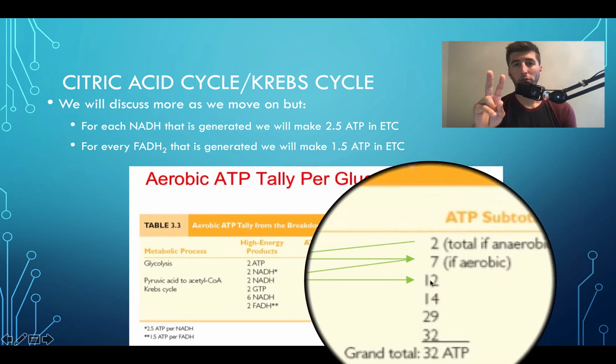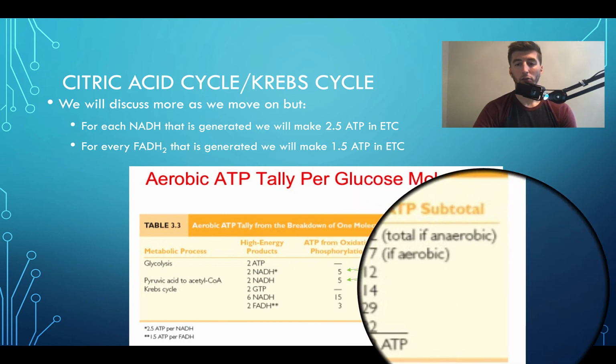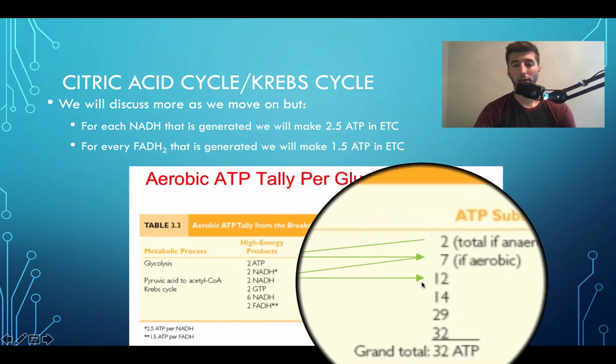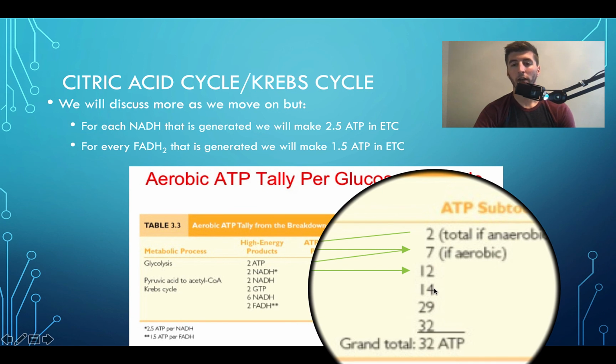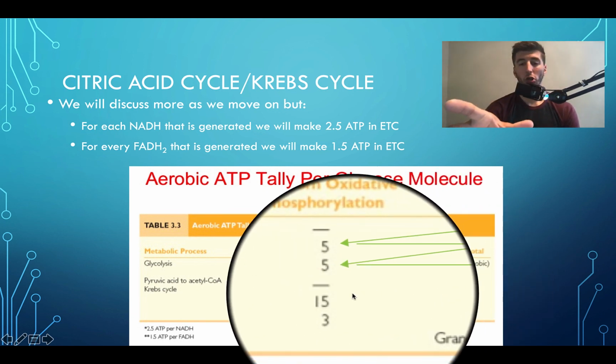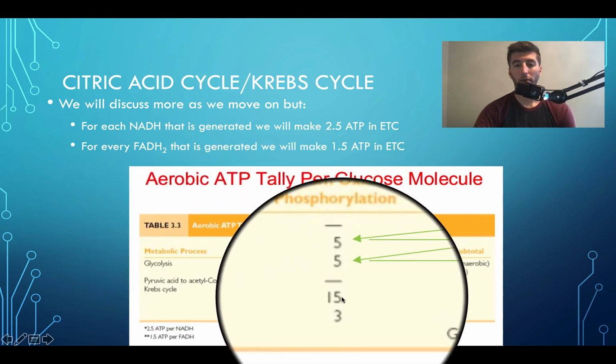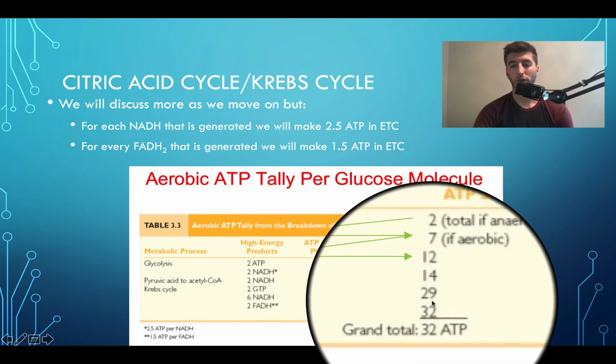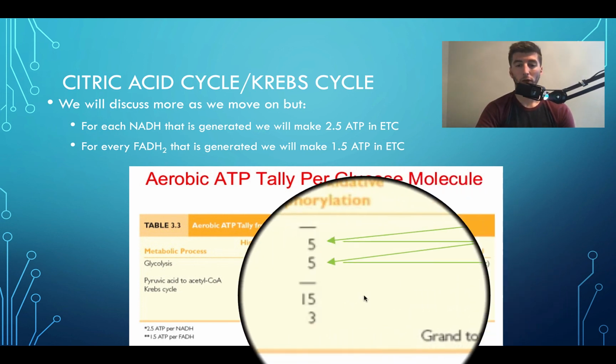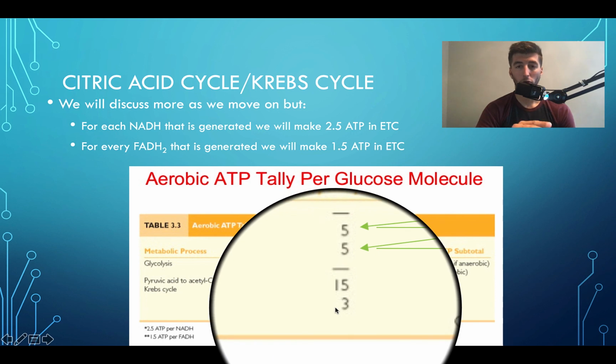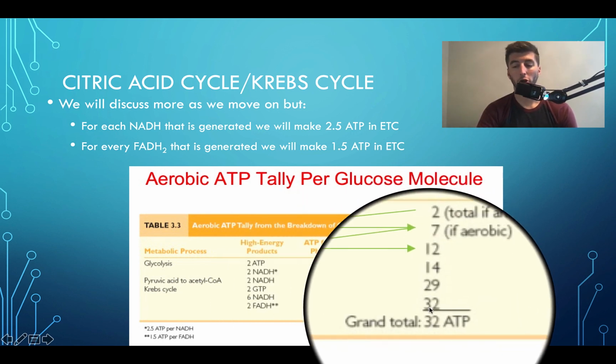We get 2 GTP, so we get 2 ATP per unit of glucose. So we'll go from 12 ATP plus 2 equals 14. You'll get 6 NADH because we get 2 turns of Krebs cycle per glucose molecule. So we get 15 potential ATP generated. So 14 plus 15 is 29. And then for each one of those 2 FADH that we generate, 1 per molecule of acetyl-CoA, so 2 per molecule of glucose, we get 29 plus 3 ATP because 1.5 times 2 is 3, resulting in 32 ATP.